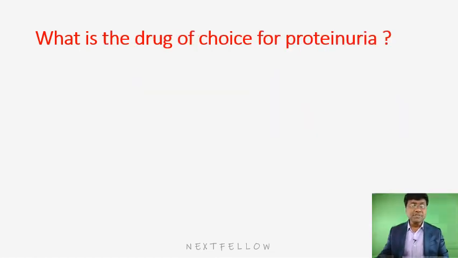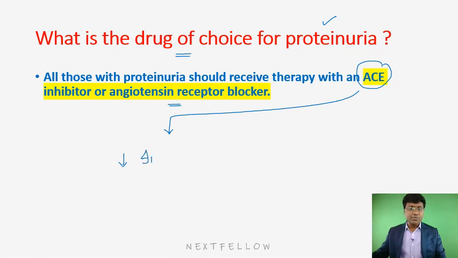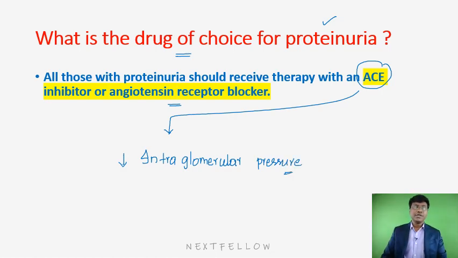Next. Now, this is a very important question: what is the drug of choice for proteinuria? The drug of choice for proteinuria is ACE inhibitors or angiotensin receptor blockers. These ACE inhibitors or angiotensin receptor blockers reduce the intraglomerular pressure. As they reduce the intraglomerular pressure, the proteinuria will be reduced. So that is about the drug of choice for proteinuria.